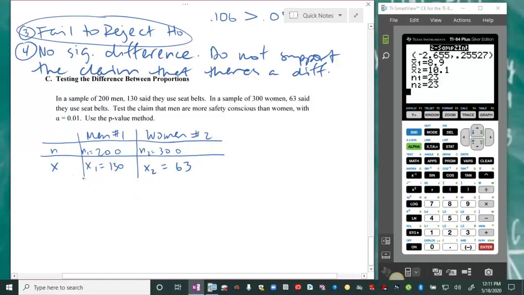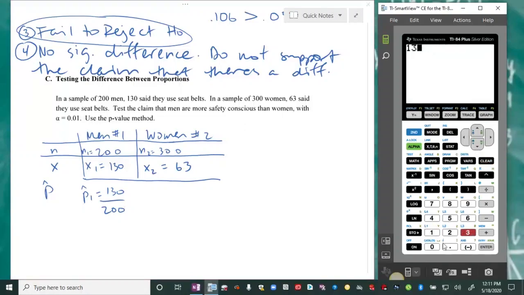I do want to do one more thing, and I want to put together what those proportions look like. So my sample proportion, or percentage, is going to be 130 over 200. This is really nice because it doesn't give you the average, and we can't just start by looking at what the difference would be. So 130 divided by 200 gives me that first sample percentage for the men, so 65% of men in that sample wore seatbelts.